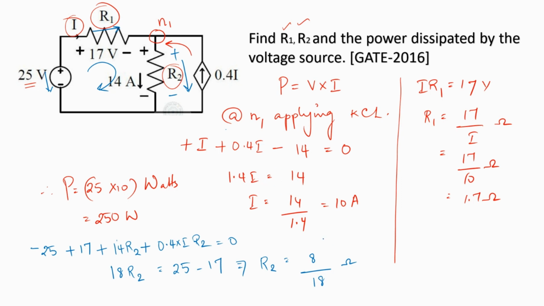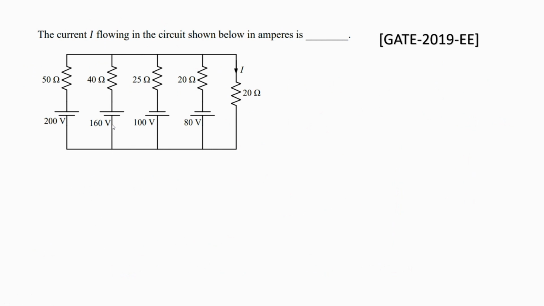So we can actually obtain the various circuit parameters also, that is R1, R2 values, apart from the value of I and the power dissipated by the voltage source. Moving on to the next problem. This was a question asked in 2019 in the EE paper of GATE, and we need to compute the value of I flowing through the 20 ohm resistor.